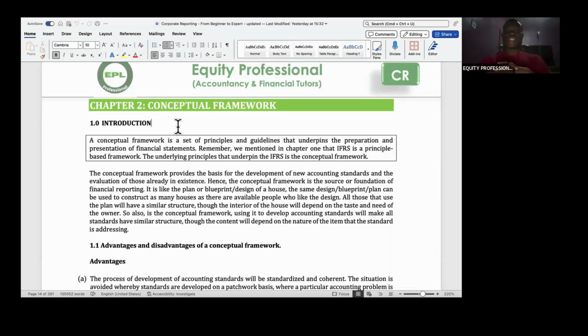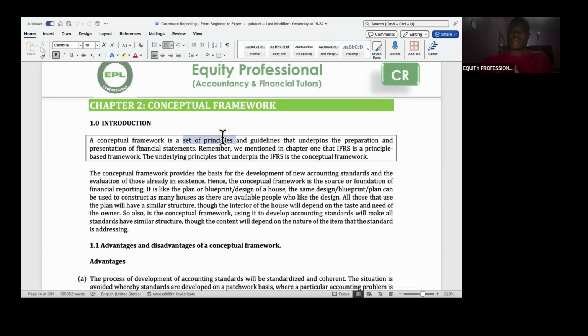Remember, I told you that IFRS is principle-based, which means that IFRS is itself developed from a set of principles. Those set of principles from which IFRS is developed, those principles on which IFRS itself is based, is the conceptual framework. So what we want to learn tonight are the set of principles and guidelines that actually underpin the preparation and presentation of financial statements.